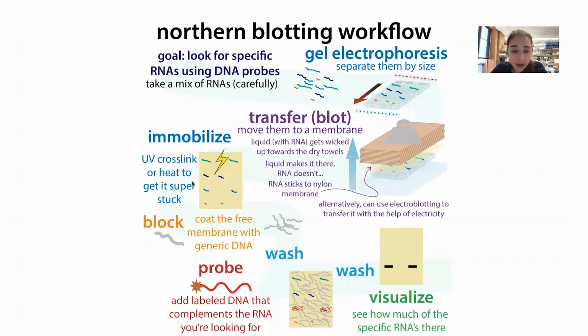If we're talking about a northern or a southern blot, then we typically do our blocking by coating the free membrane with a generic DNA. This is often salmon sperm DNA. Totally not joking here. We have a vial of salmon sperm in our cold room, or not the sperm, but the DNA from the sperm, nice and cheap and chock full of DNA.